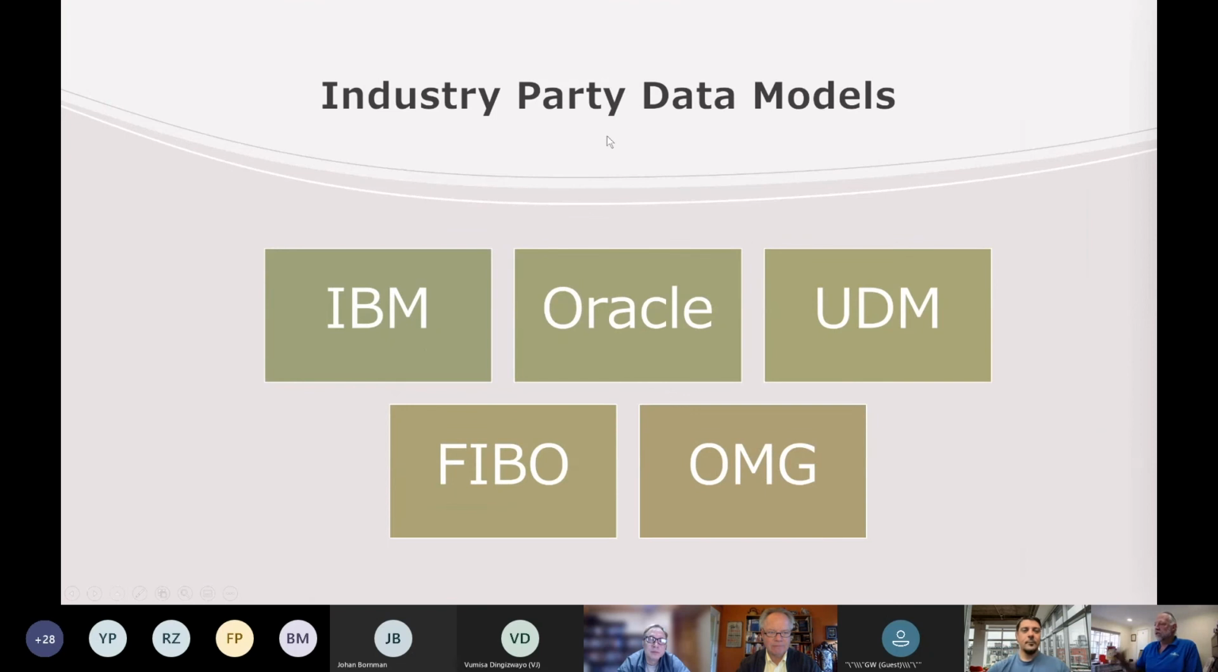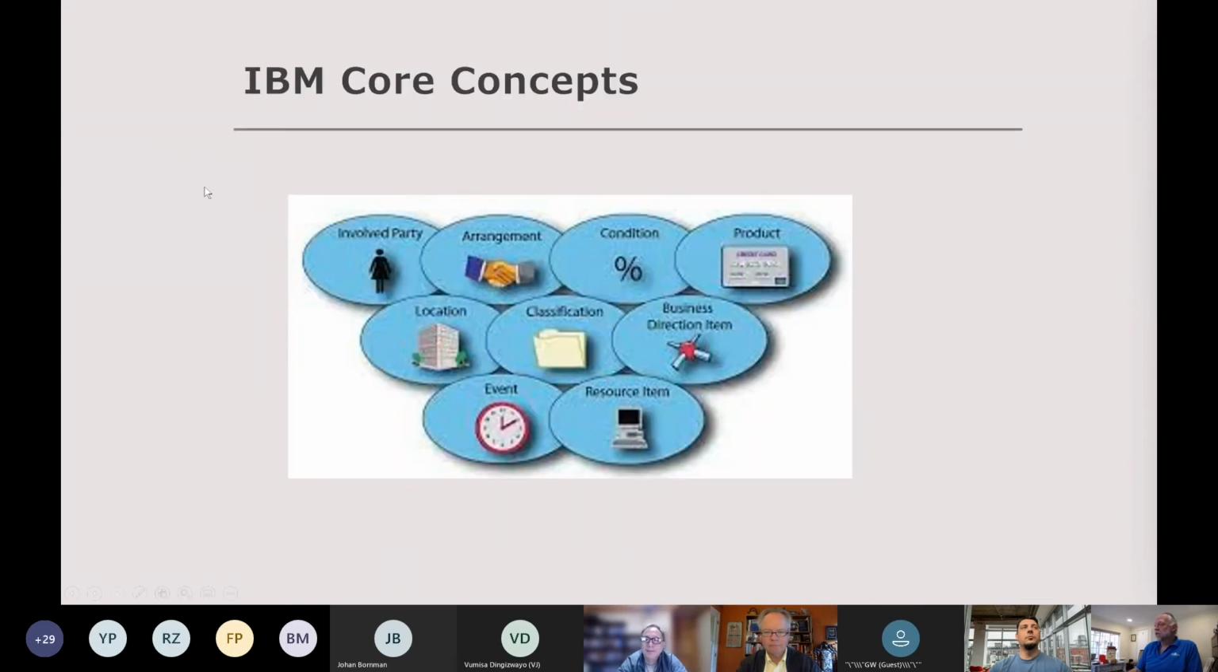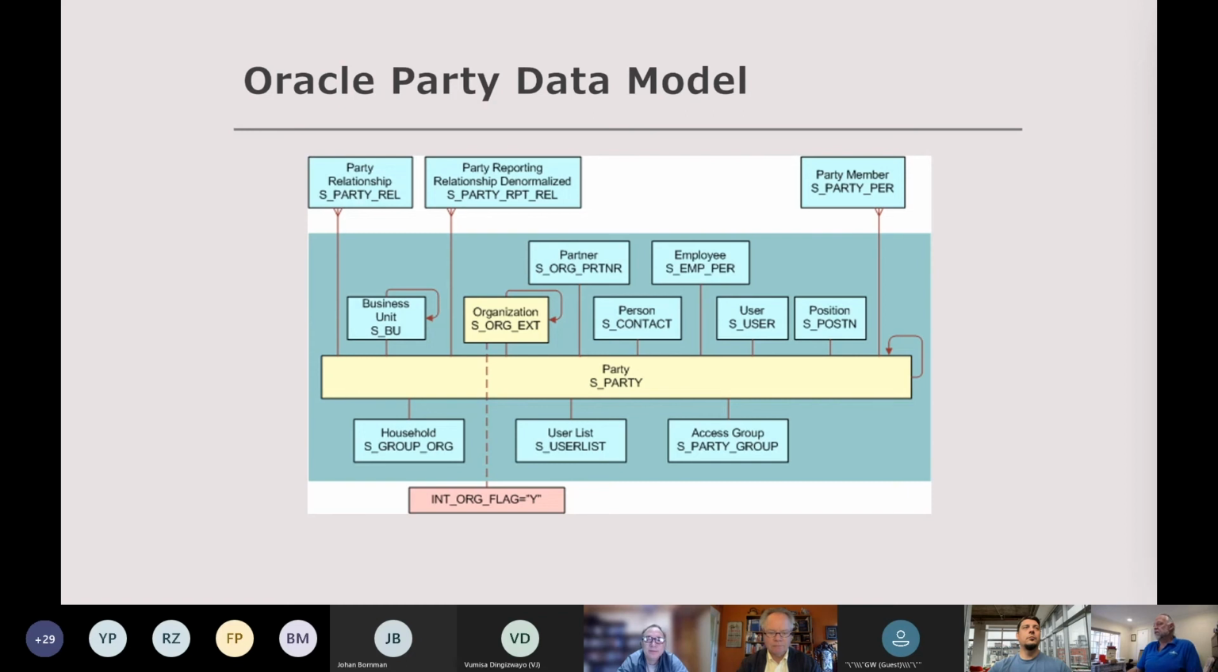Okay, so then what are the different party data models that I'm aware of that are certainly making their rounds? I was a little bit surprised that the OMG had one, and I'm quite fascinated by their progress. It's been quite interesting. I couldn't actually find a nice model of the IBM core concepts of the involved party. Here's the Oracle party data model, and normally with Oracle, it's almost at a physical level, so it was a bit hard to navigate through them all.